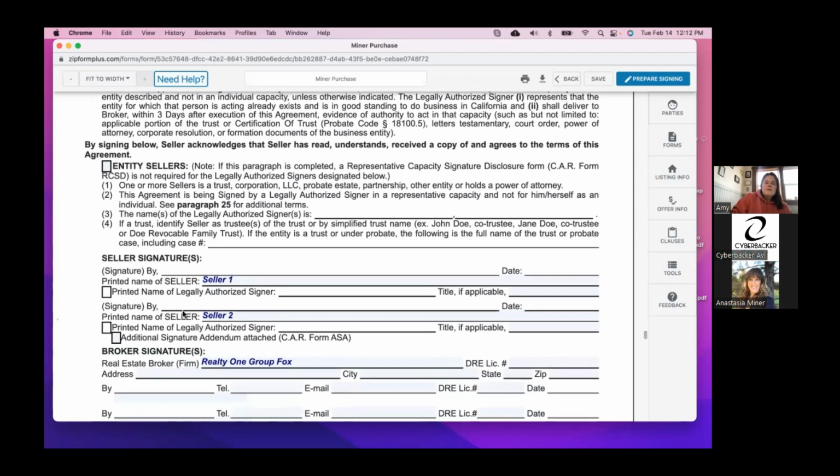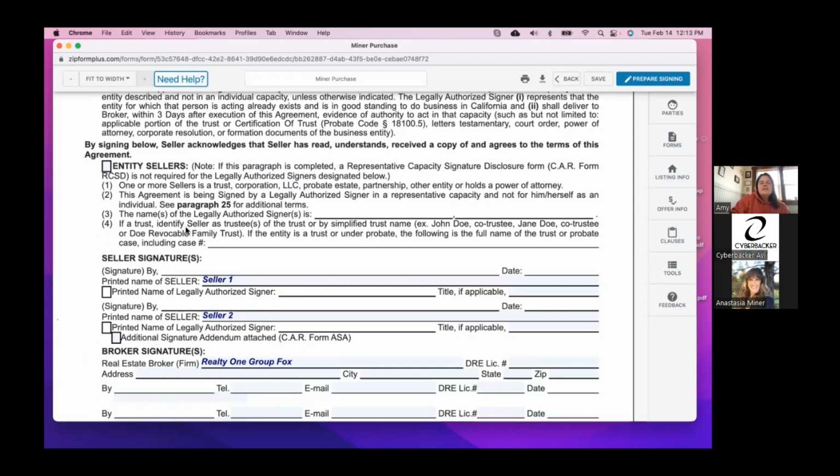Here is where the sellers would sign down here on the block. If it's an entity seller, right, we would check this box. So if this paragraph is completed, a representative capacity signature disclosure form is not required for the legally authorized signers designated below. One or more sellers is a trust, corporation, LLC, probate, estate, partnership, or other entity, or holds a power of attorney. This agreement is being signed by a legally authorized signer in a representative capacity and not for him or herself as an individual. See paragraph 25 for additional terms. The names of the legally authorized signers are, here's where you would put who's going to sign.